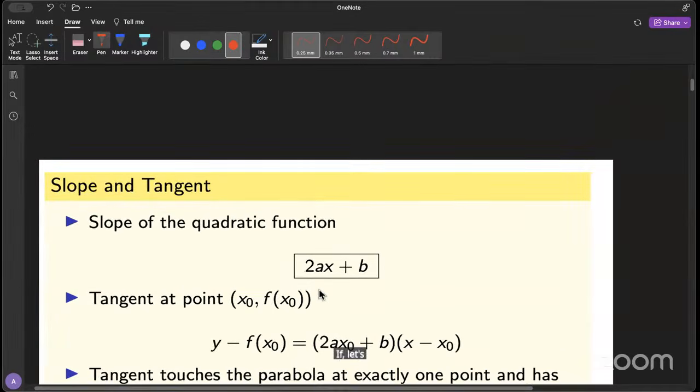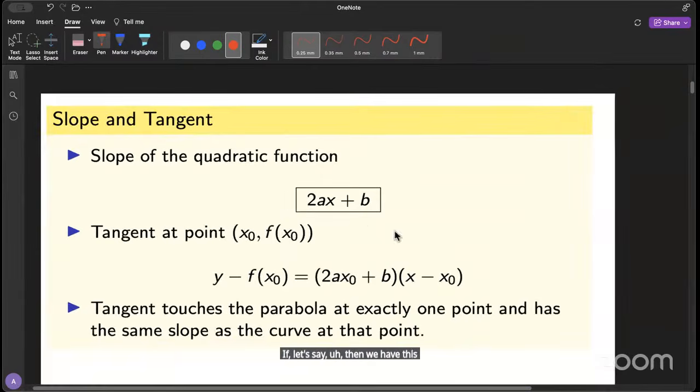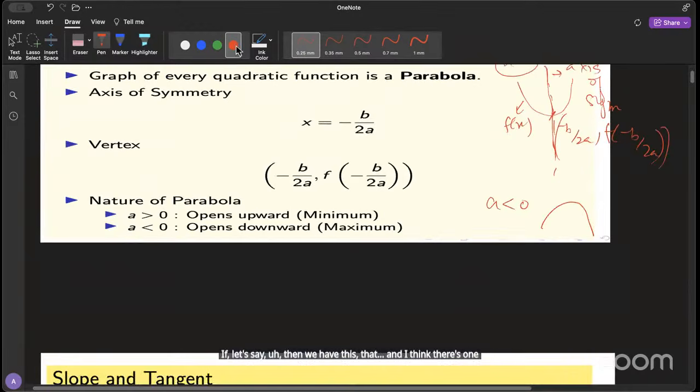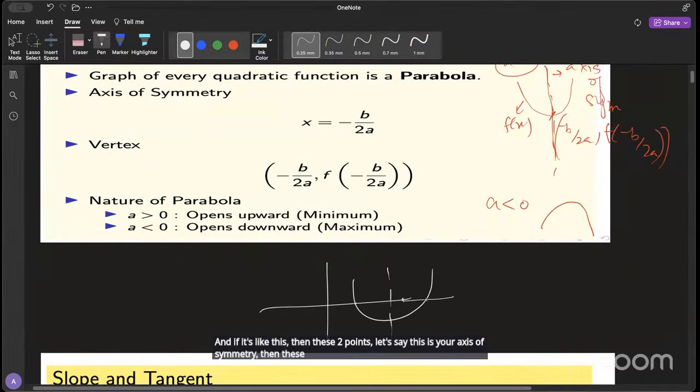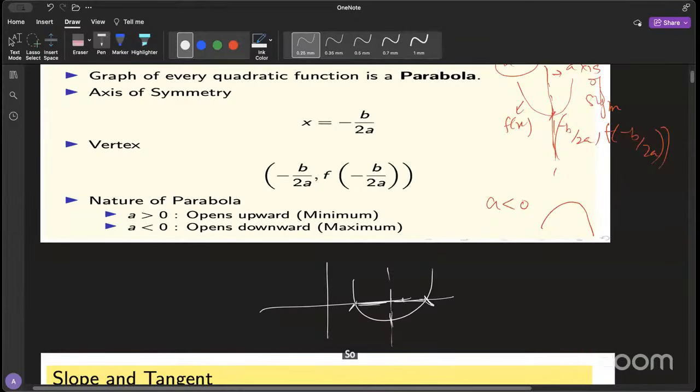If let's say, then we have this, that, and that. I think there's one thing not mentioned here, maybe it will be mentioned later: if you have a graph, a parabola, and if it's like this, and let's say this is your axis of symmetry, then these two points are your roots, right? Roots of the parabola. And these two are at equal distance from this axis of symmetry. So if this is your axis of symmetry, then this distance is the same as this distance. So these two are at equal distances.